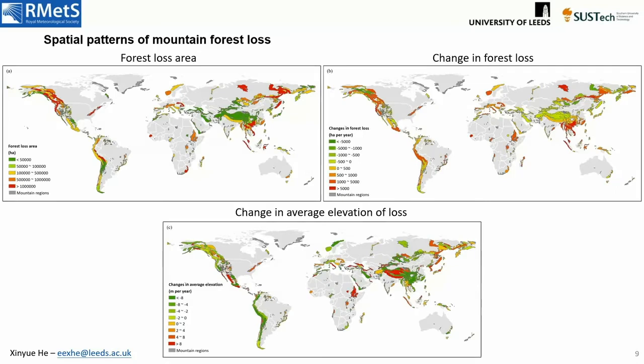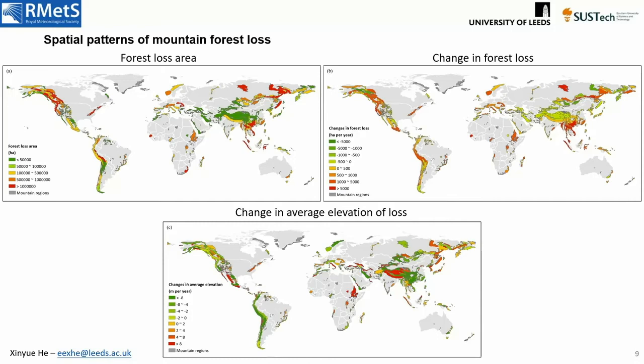Then let's look at the spatial patterns. In the above 2 figures, areas with larger forest loss and high loss rate are in red. So we can know mountain forest loss is increasing not only in the tropics, but also in many places at middle and higher latitudes. To be specific, Southeast Asia, Siberia, and Canada have experienced a large area of loss with a high loss rate.